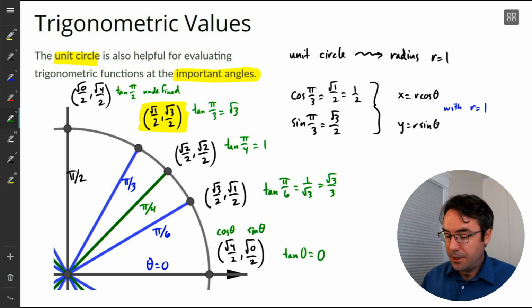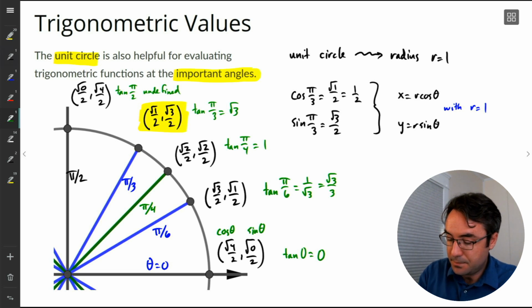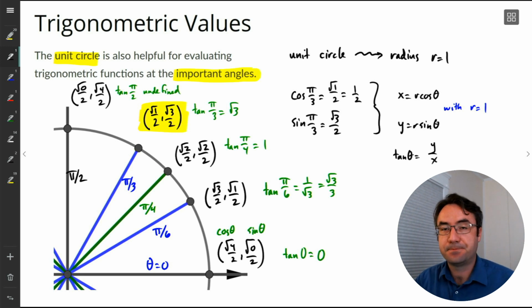All right, so once you remember what these points are, or once you fill these in, you can go on. If you don't remember what the tangent values are, you can go on and calculate those, because we know tangent is y divided by x.